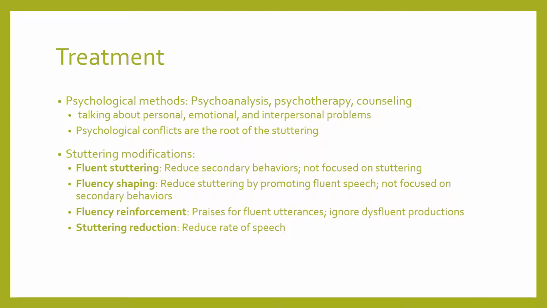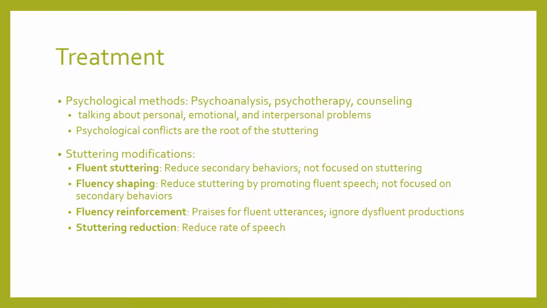So for fluent stuttering, essentially what you're trying to do is reduce the secondary behaviors. So reduce the crinkled eyebrow, reduce the finger tapping, reduce the circumlocution or avoidance of certain topics. But ultimately, you're not trying to eliminate those stuttering-like disfluencies. So you're not trying to get them to stop having the sound prolongation or the blocking. You're just trying to get them to reduce all of those distracting behaviors.